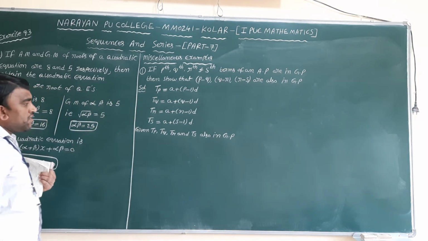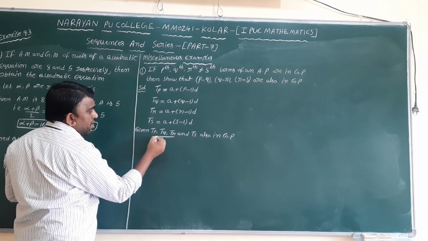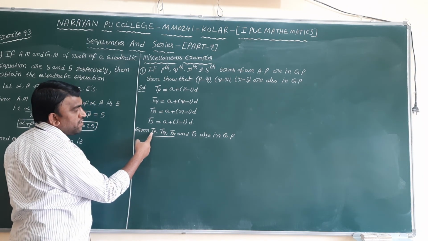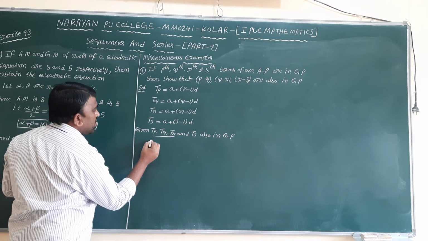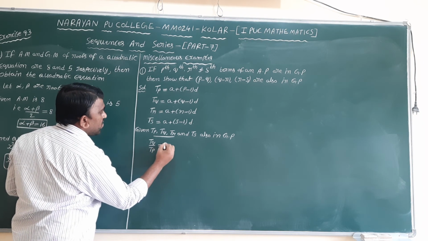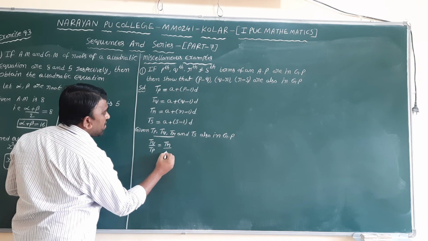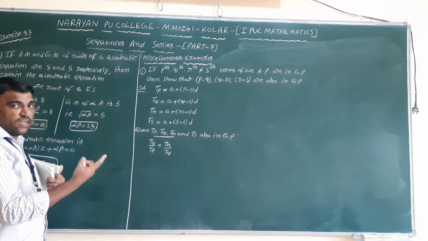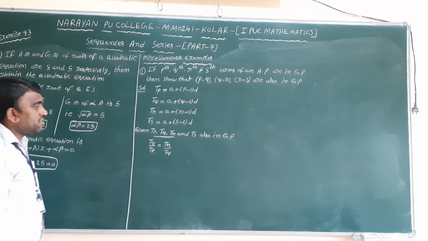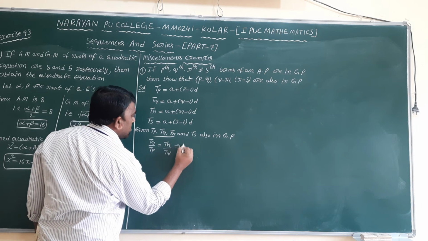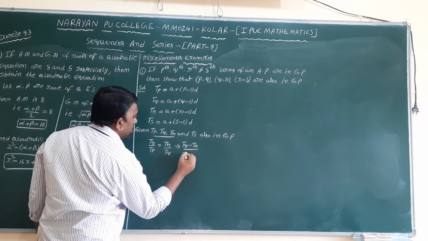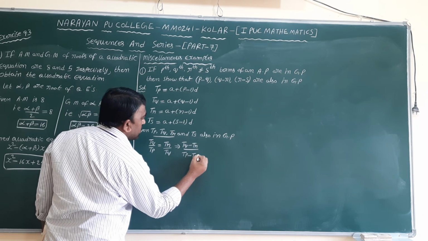So the terms in GP, if you apply for the first three, the ratios are equal. Second term by first term is equal to third term by second term. So Tq by Tp is equal to Tr by Tq. Common ratios, ratios are equal. From this, calculate Tq minus Tr divided by Tp minus Tq. We can calculate these values.